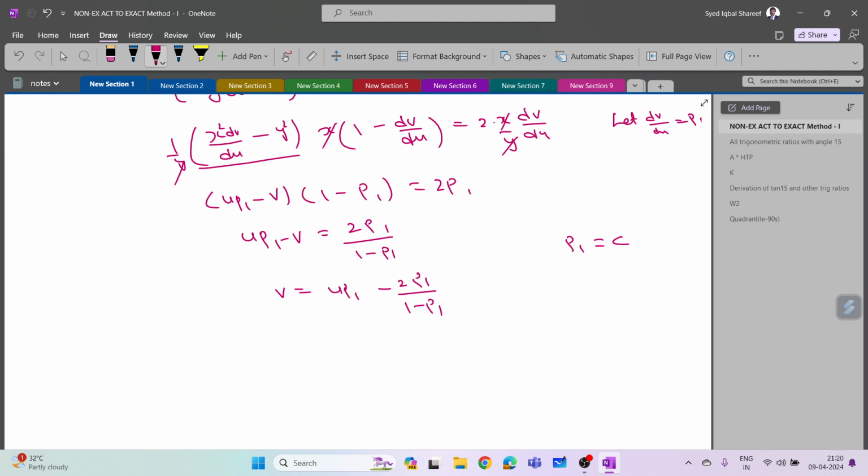What is v? Our v is y². So y² = cx² − 2c/(1 − c). Or if you cross multiply, (1 − c)y² = c(1 − c)x² − 2c. That is the general solution, the general form of Clairaut's equation. A little bit long one, but this is also one of the Clairaut's forms.